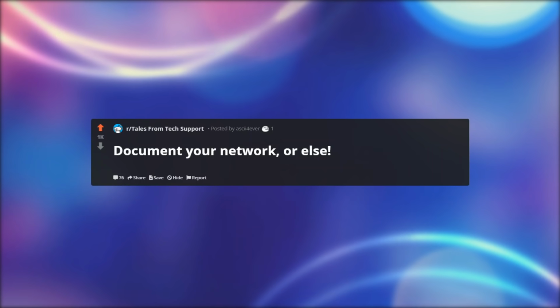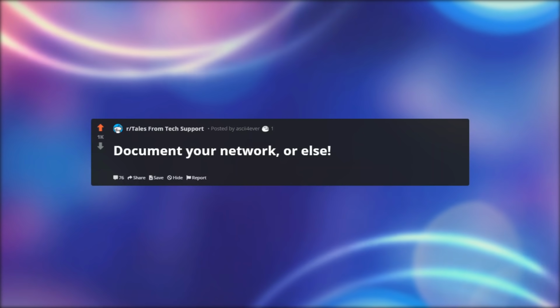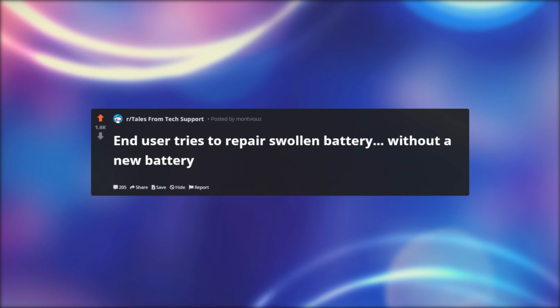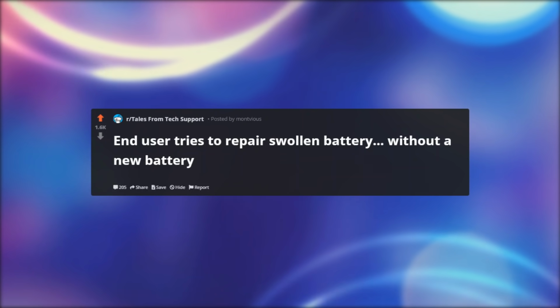In today's episode: Document your network or else. Can you rebuild our company? End user tries to repair swollen battery without a new battery.